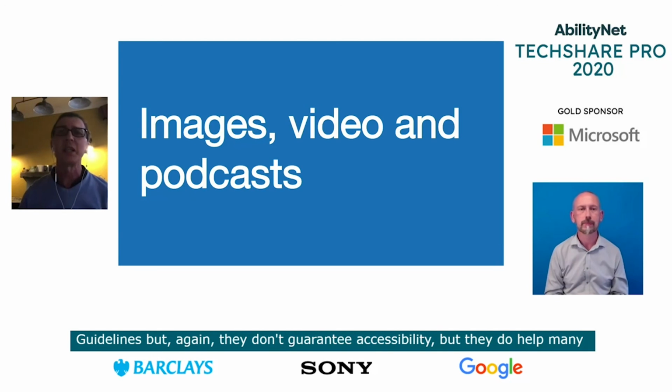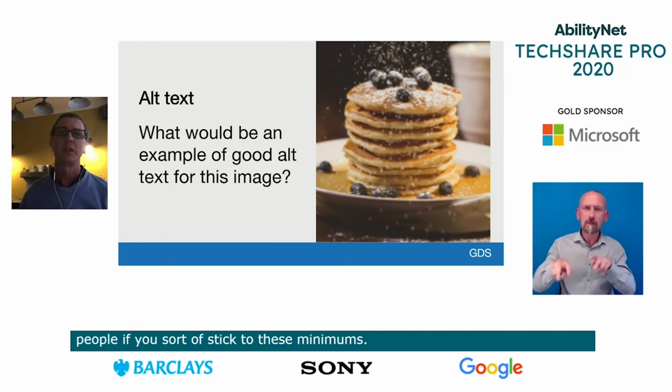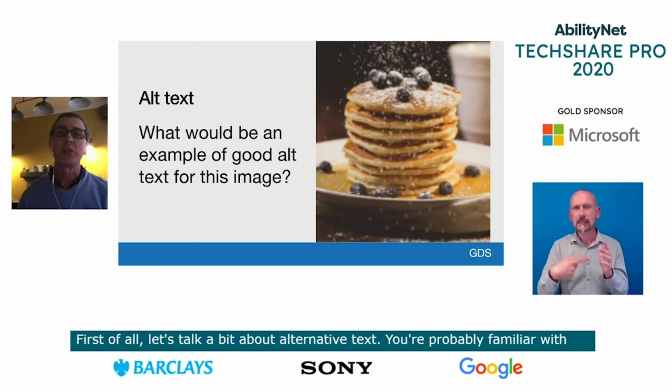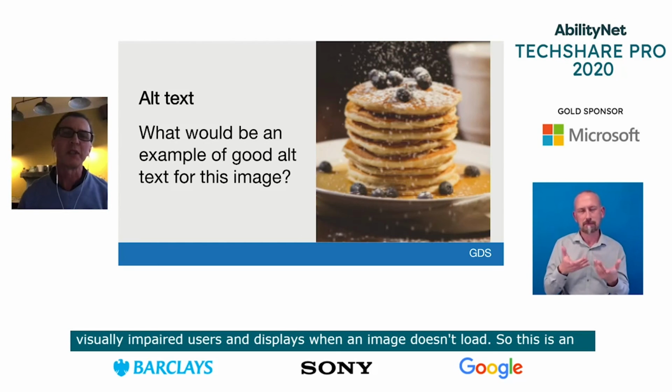I'm going to talk about making images, videos, and podcasts more accessible. First of all, let's talk a bit about alternative text. You're probably familiar with this, but anyway, alt text is used to describe an image. It's read by software for visually impaired users and displays when an image doesn't load. So this is an image. I won't describe it here, but the question is, what would be a good alternative text description for this image? And I'll tell you in the next slide.